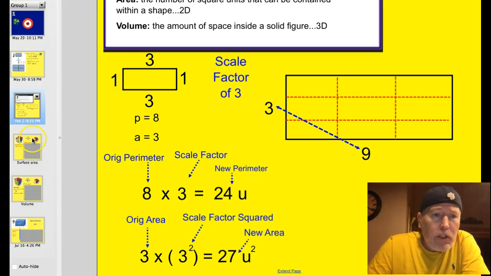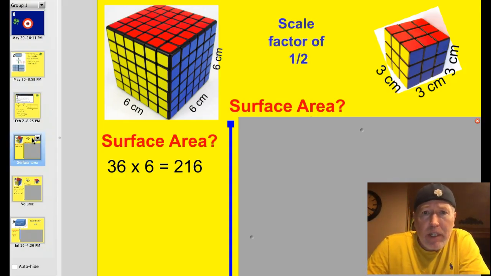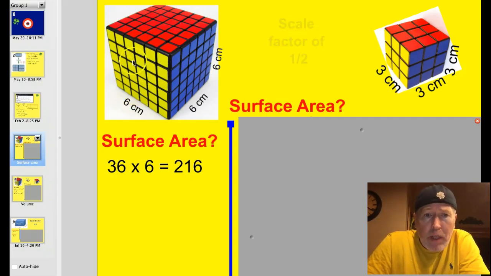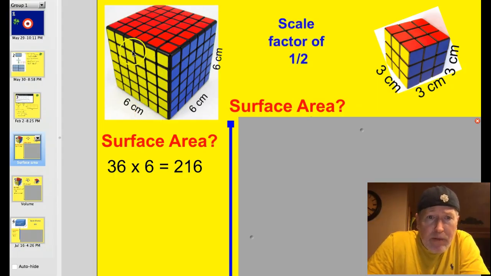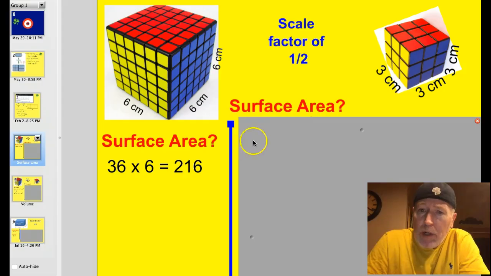All right, let's take a look at surface area. Now, we've talked a little bit about finding the surface area of rectangular prisms, but let's use scale factor to find the surface area tonight. So we have this Rubik's Cube on steroids here. It's 6 by 6 by 6. So if we were to find the surface area of this, we could find 6 times 6. So this side would have 36 units squared. And there are 6 faces, so 36 units times 6 is a surface area of 216 centimeters squared.